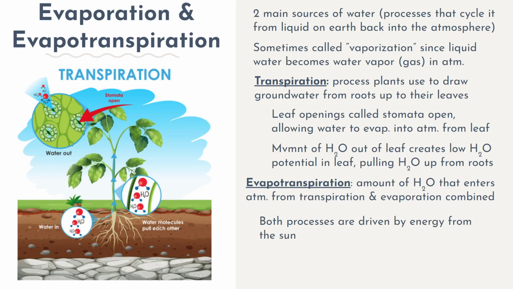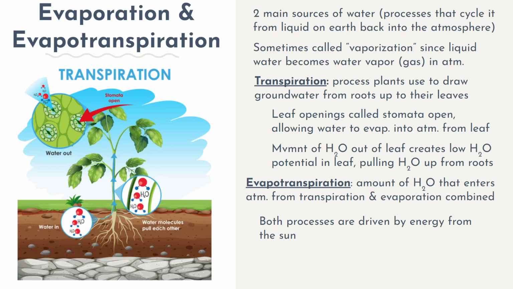Evaporation and evapotranspiration are the two key processes that move water from a liquid form on Earth into a gas form in the atmosphere. Sometimes we call this the vaporization of water, because it's liquid water transforming into a vapor or gas that enters the atmosphere.